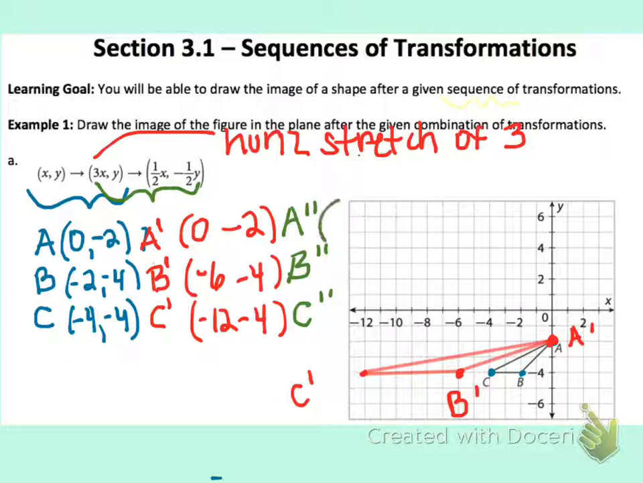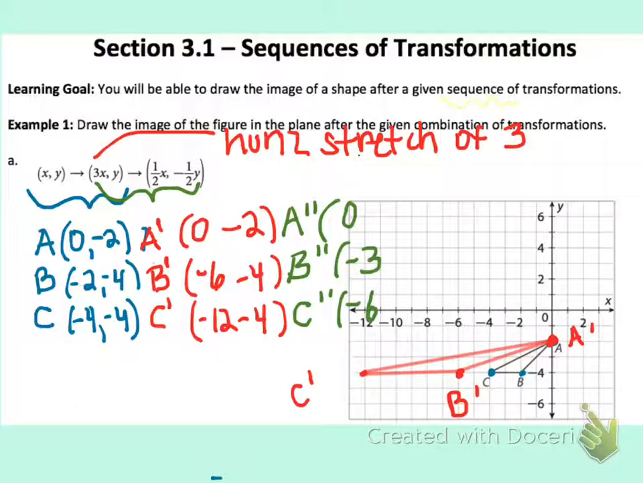So the x coordinates, the first coordinates, are going to be multiplied by 1/2. If you multiply 0 by 1/2, you get 0. If you multiply negative 6 by 1/2, you get negative 3. And if you multiply negative 12 by 1/2, you're going to get negative 6.